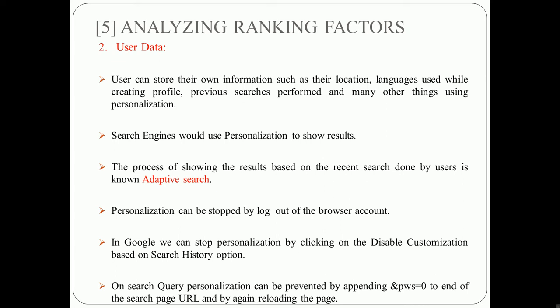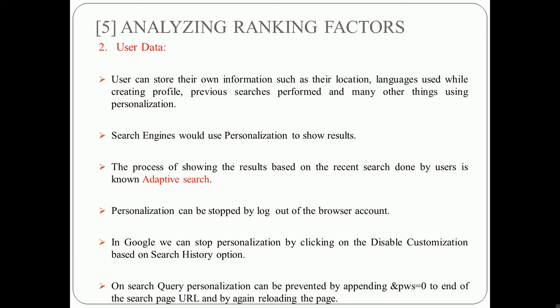The process of showing results based on the recent search done by the user is known as adaptive search. So the search engine provides a personalized result, and this process based on what the user recently searched is known as adaptive search. Personalization can be stopped by logging out of the browser account.